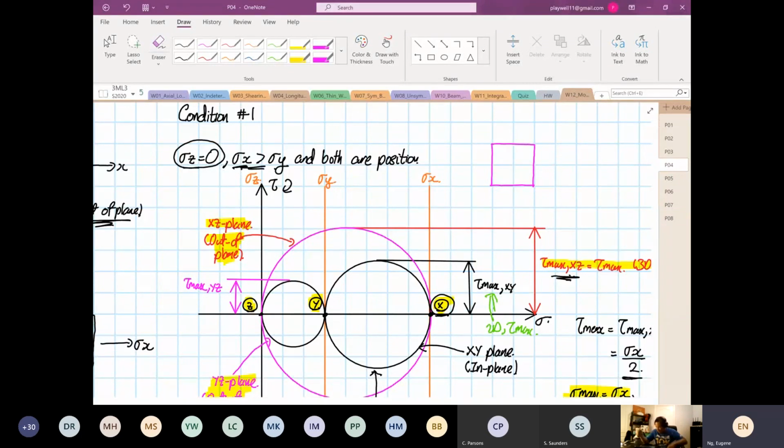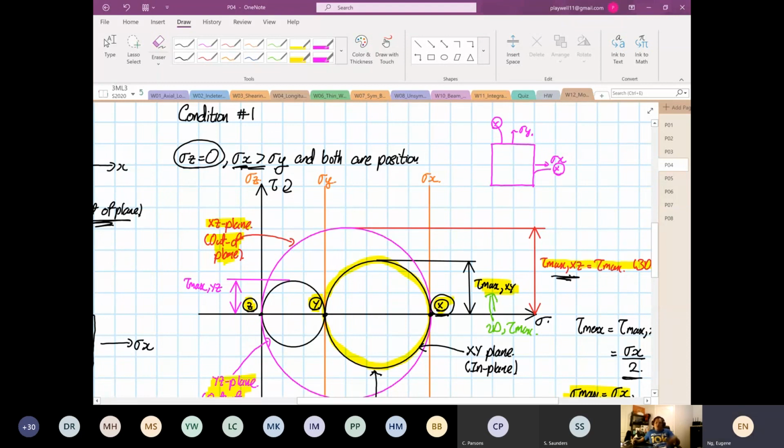So we know that this is our point X, this is our point Y. This is our stress X, this is our stress Y. If that's the case, we only need to construct this circle over here, the one that I'm highlighting in yellow now. We only need to construct one circle, and that one circle will have the maximum shear stress at that magnitude, okay?